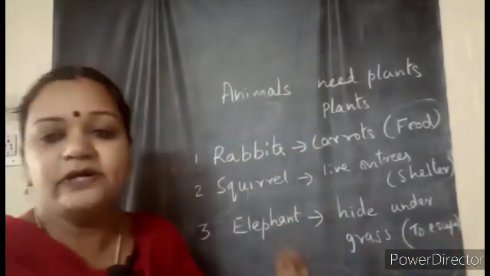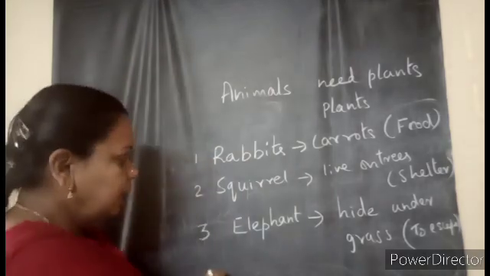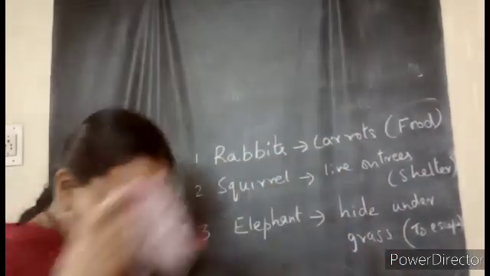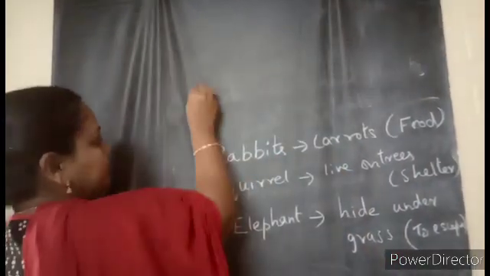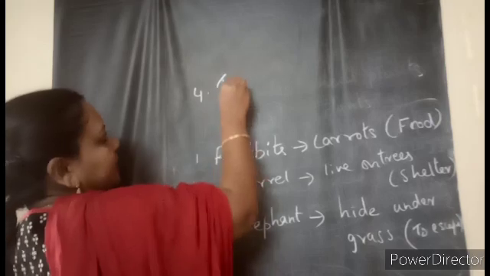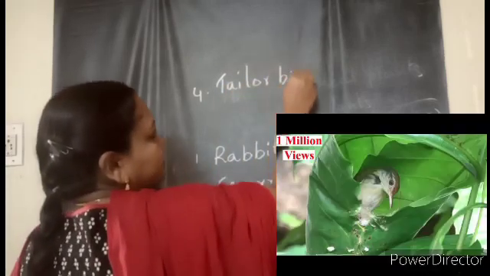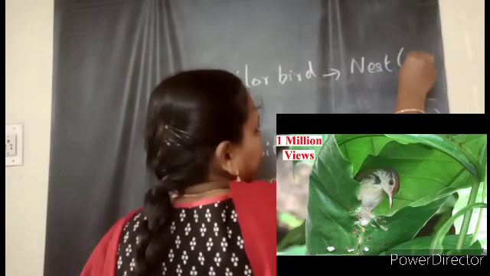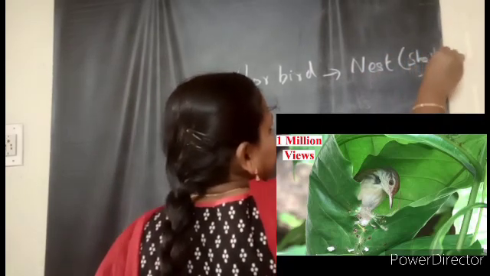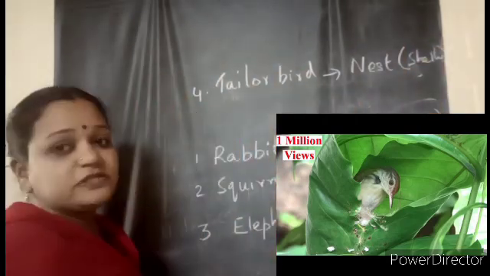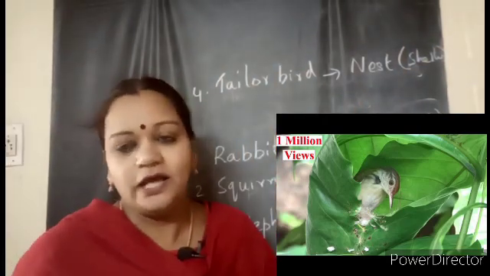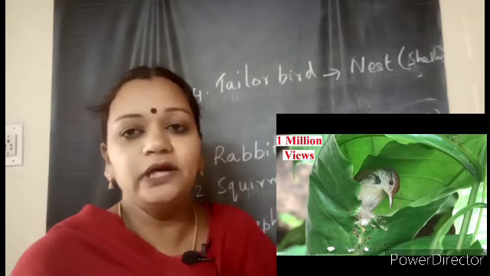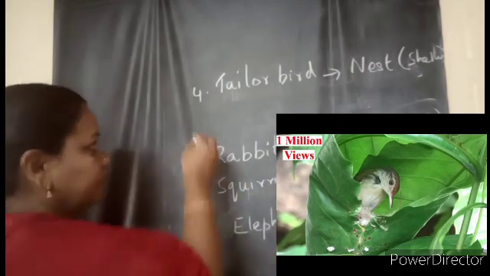Also the animals need the plants. Yes children. Now some birds, let us take the tailor bird. For example, you all know the tailor bird or weaver bird makes a beautiful nest. Making a nest is again for shelter, and it needs building materials. From where will the birds get the building materials? From the plants only. Tailor birds stitch leaves. So to make their house, to get the building materials also, they need the plants.